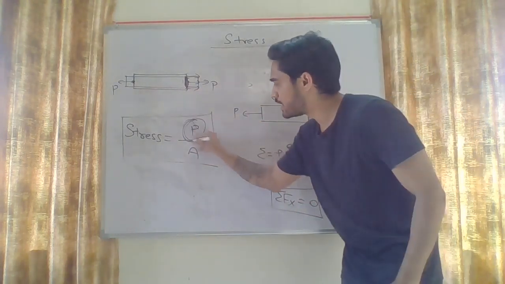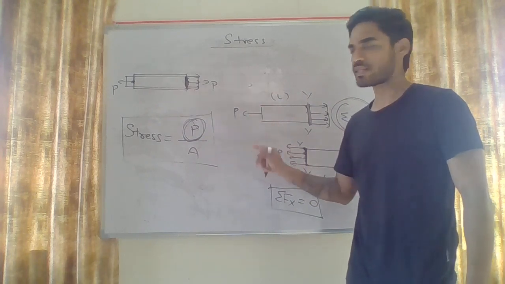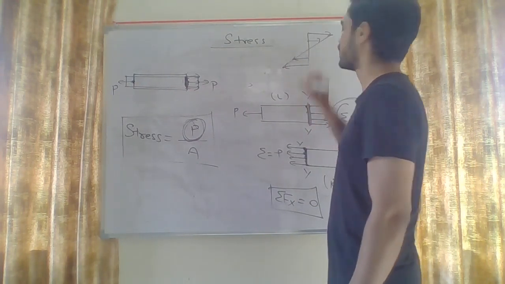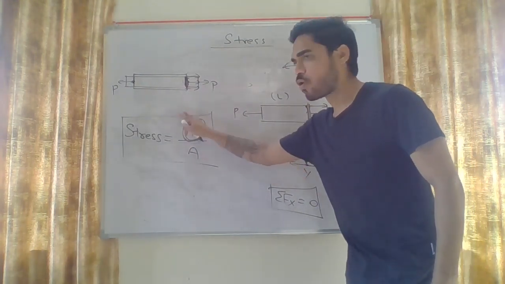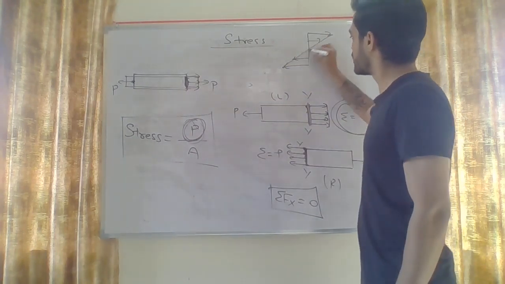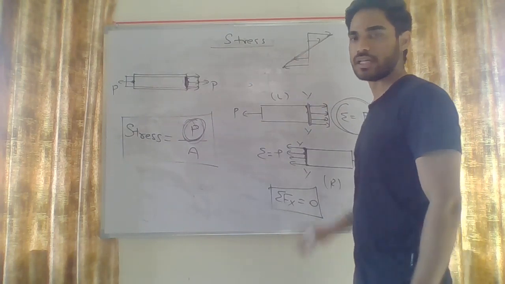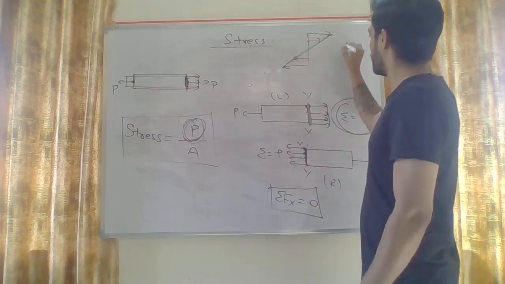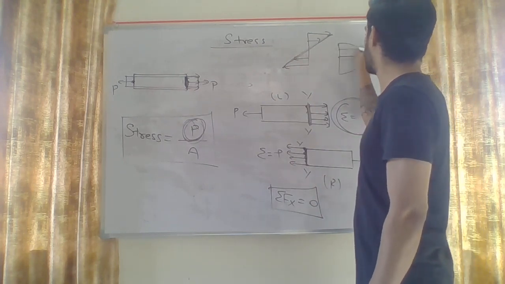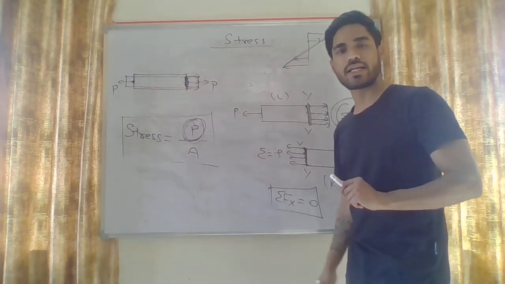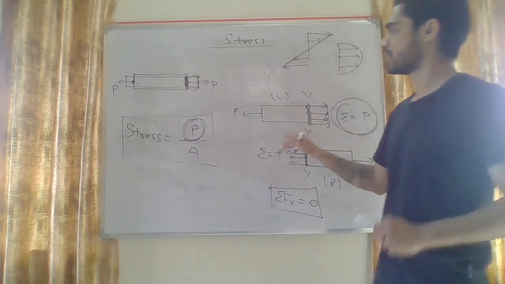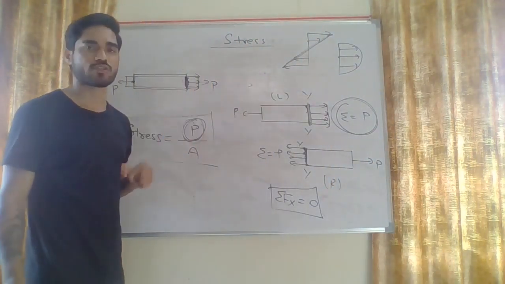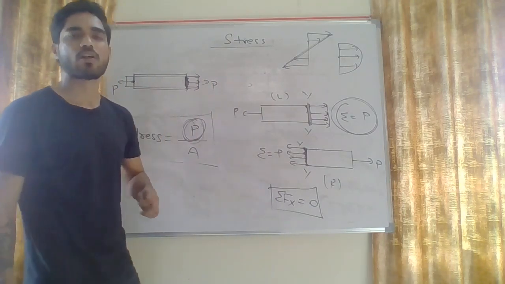But the equation of stress under different loading condition will be different. Suppose the internal forces are distributed linearly, then what equation you will get? Here you can see P by A is a constant equation, but here the stress will vary from top to bottom. So here you will get the distribution of a line, you will get an equation of a line. If the internal forces are distributed parabolically, then the equation of stress will be a parabolic equation. So in different loading conditions, the deformation is different, and depending on that deformation, the distribution of internal force will be different and the equation of stress will also be different.